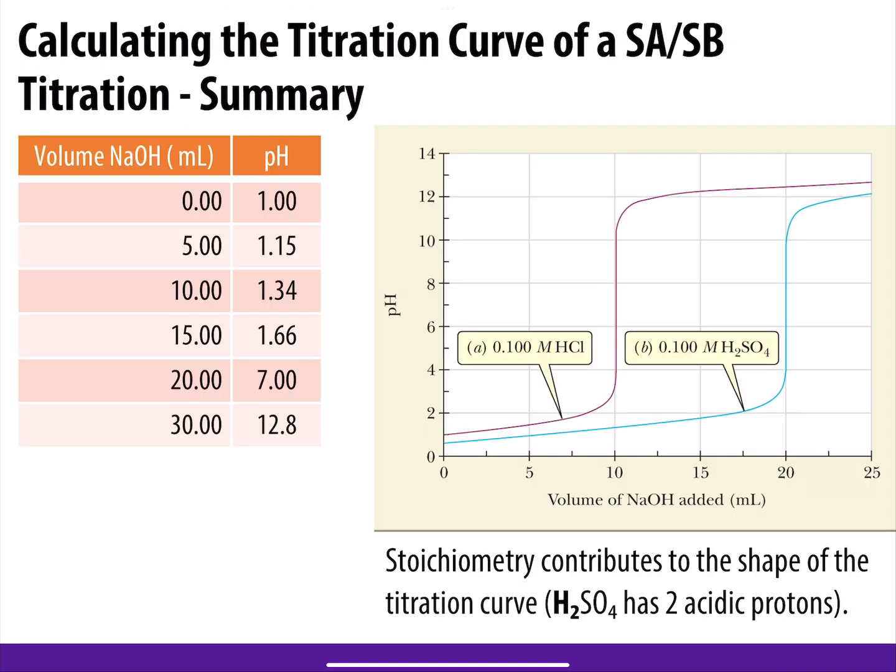For a strong acid, strong base titration, we really only need to worry about the stoichiometry of the balanced reaction. 0.1 molar HCl here with only one acidic proton takes a certain amount of base to neutralize. If we have 0.1 molar H2SO4, which has 2 acidic protons, we can see that it takes exactly twice as much base to neutralize it.